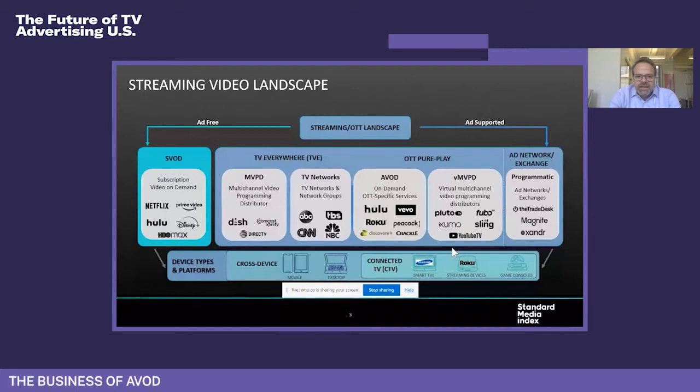We tend to look at AVOD as a type of video. Within that, there are a number of different subtypes. So for starters, separating ad-free subscription services from ad-supported services. We'll focus obviously on ad-supported services. There are basically three types of video services that are grouped.